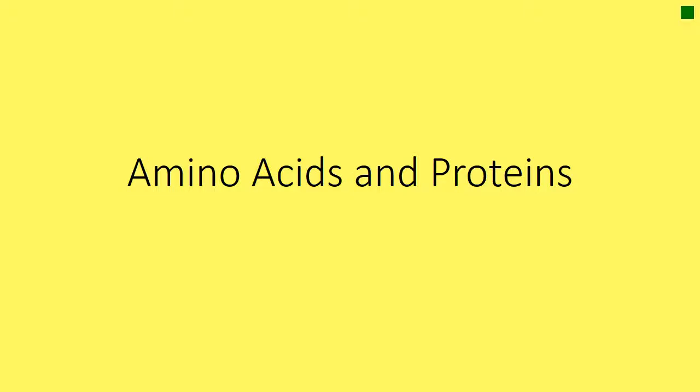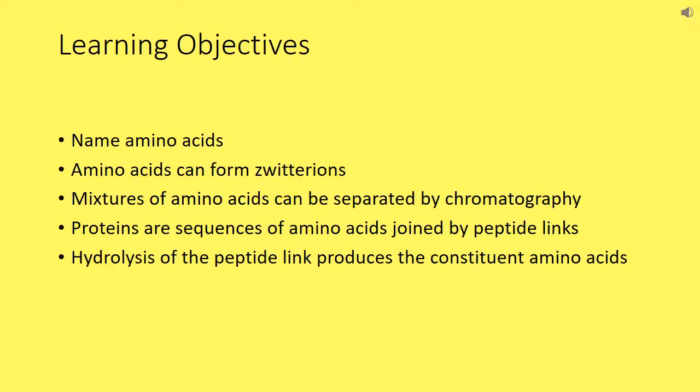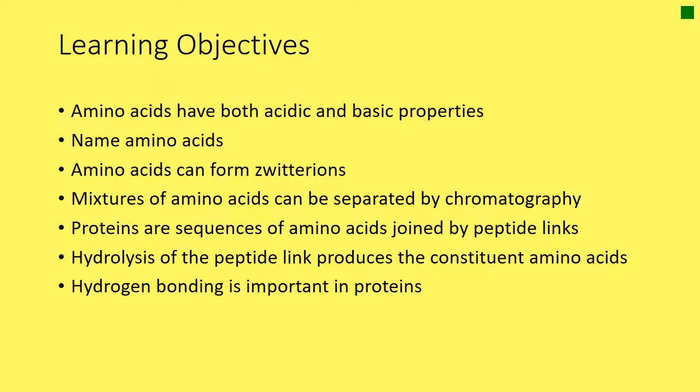Hello and welcome to this lesson on amino acids and proteins. Our learning objectives for this video lesson are: firstly, we want to realize that amino acids have both acidic and basic properties. Even though they're called amino acids, they do have basic properties under certain circumstances. We want to be able to name amino acids, lots of different types of amino acids, and from their structure we'll work out their name, or vice versa.